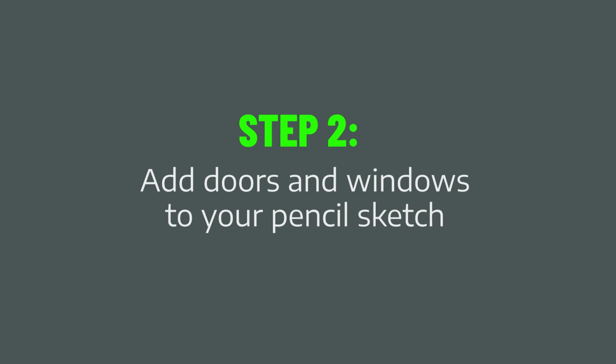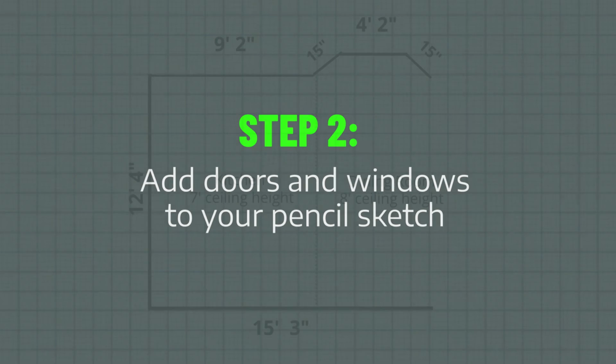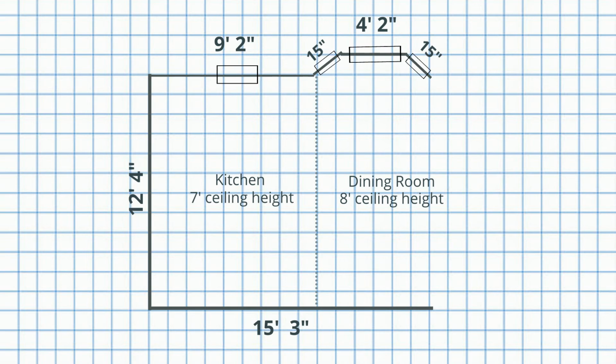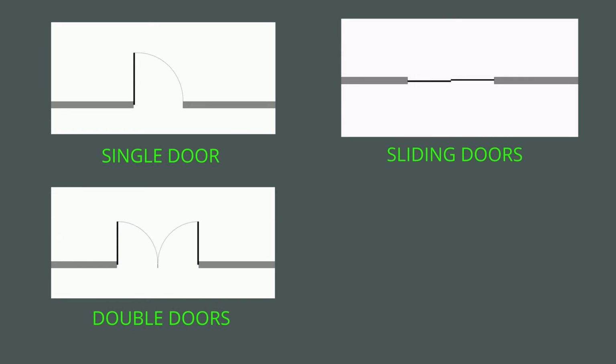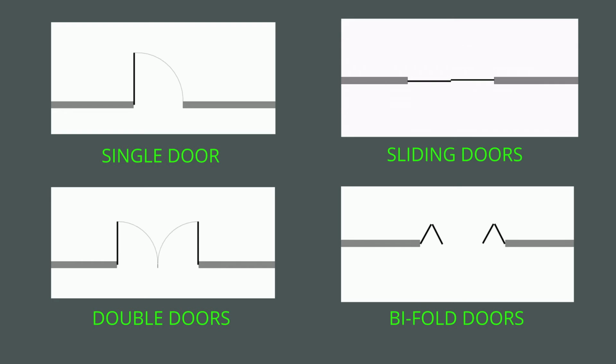Step 2 is to add doors and windows to your pencil sketch. Windows are simply drawn in as a rectangle that straddles the wall, like this. Doors are drawn as a single line in the open position, with an arc added to note which way the door swings. Here is what a single door looks like. Here's also what double doors, sliding doors, and bifold doors all look like on an architectural drawing.